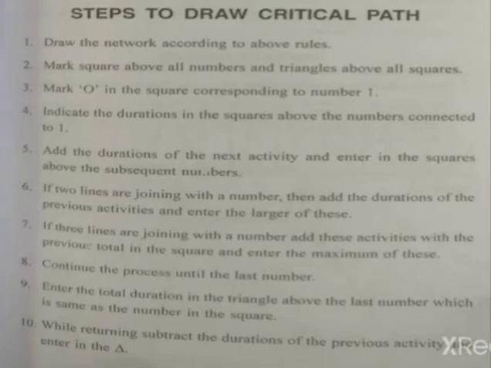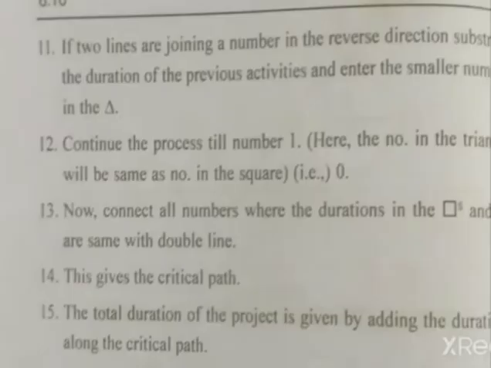For the E value you have to add the duration, and for the L value you have to subtract the durations. So put it in the L value. If two lines are joining at a number in the reverse direction, subtract the durations of the previous activities and enter the smallest number in the triangle. That means, suppose two outgoing activities are there, you have to subtract the duration from the L value. For these two values, you have to go for the minimum value.